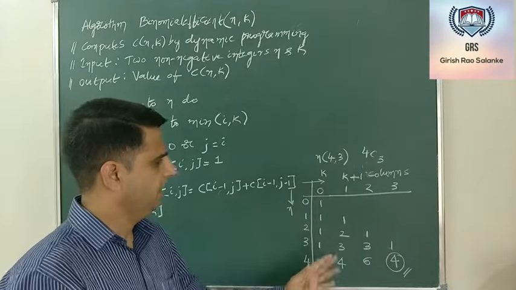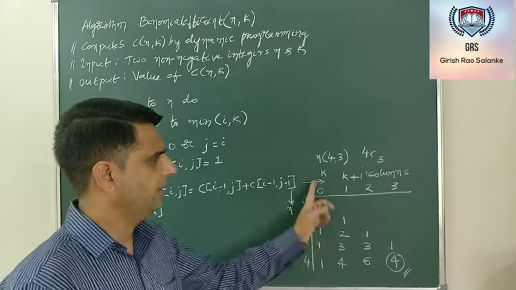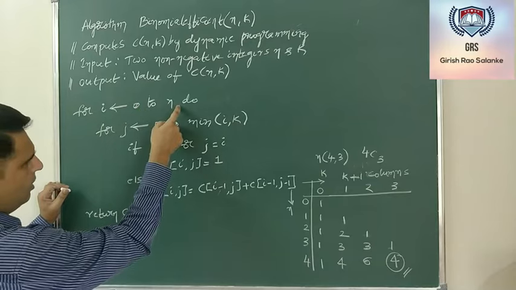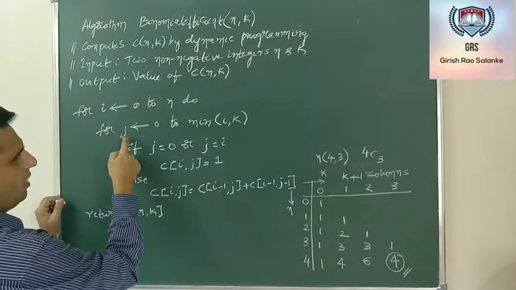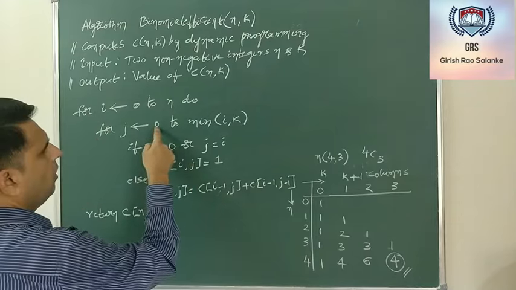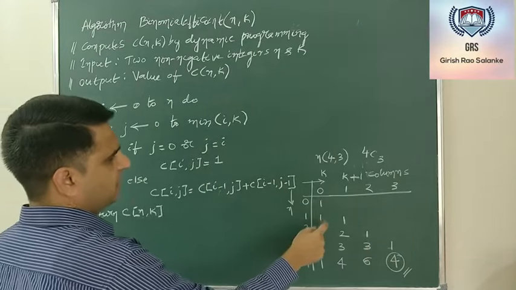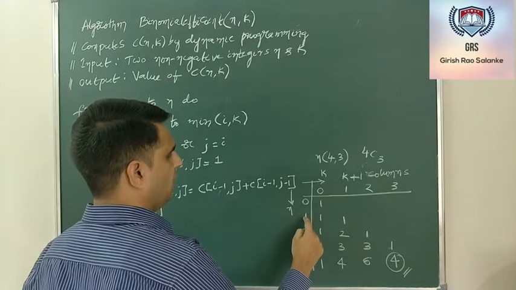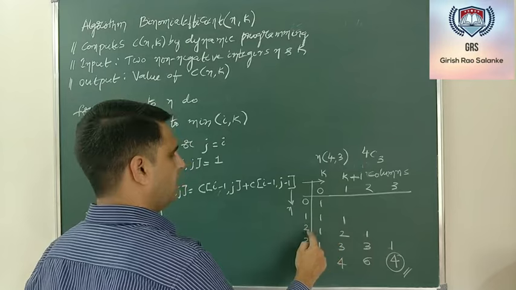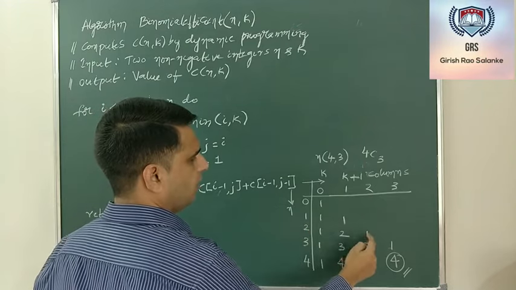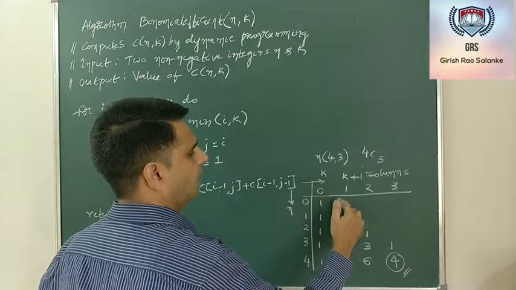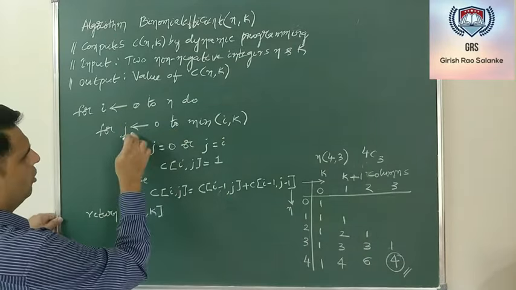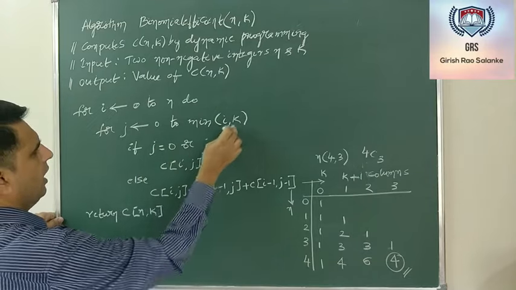Now, what we have done, we have taken n plus 1 rows and k plus 1 columns. So, the outer for loop is for i equal to 0 to n, and for j equal to 0 to min of i, k. In the first iteration, when i is 0, j should be only 0. When i is equal to 1, j should be 1. When i is equal to 2, here also j should be 2. All these other things are not necessary. Hence, the second for loop is iterated from 0 to min of i, k.